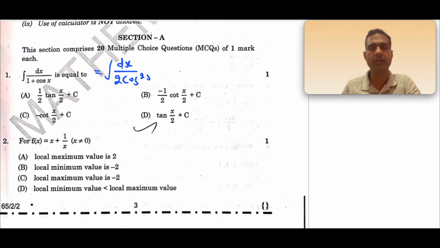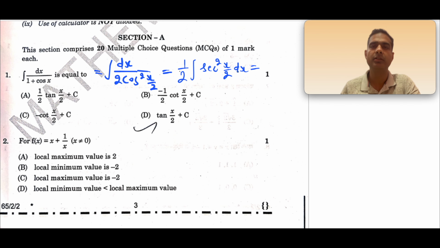So the first question is a simple question based on integration, and it utilizes basic concepts of trigonometry. It is the integral of dx over 1 plus cos x. We can write 1 plus cos x as 2 cos square x by 2, so we can take 1 by 2 outside. The integral of 1 by cos square x by 2 is sec square x by 2 dx.